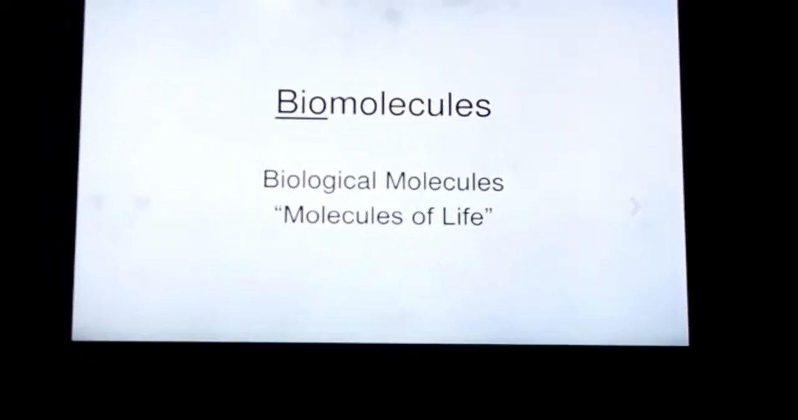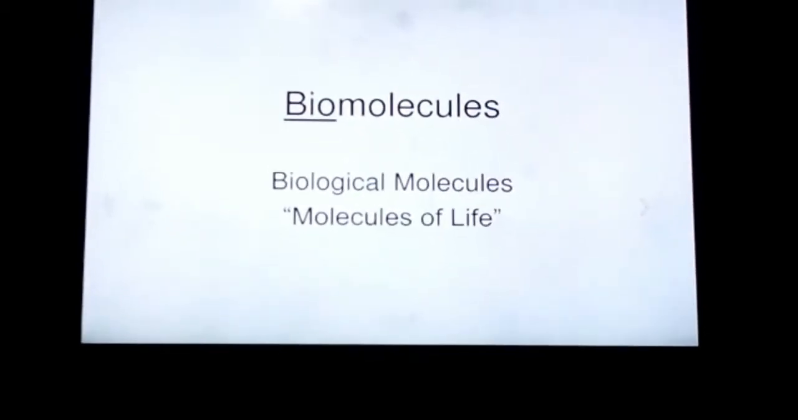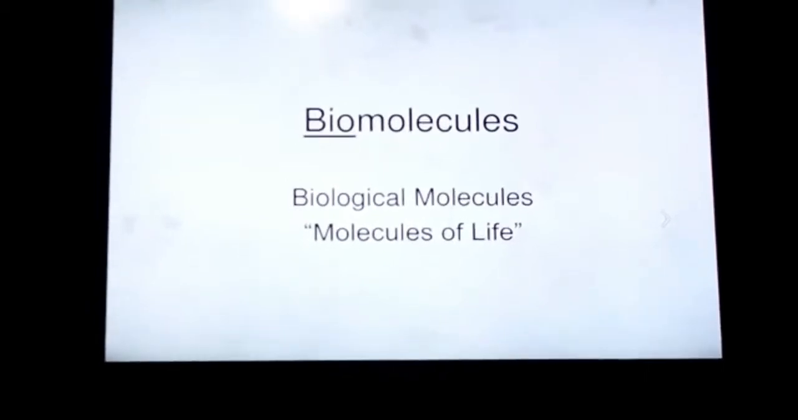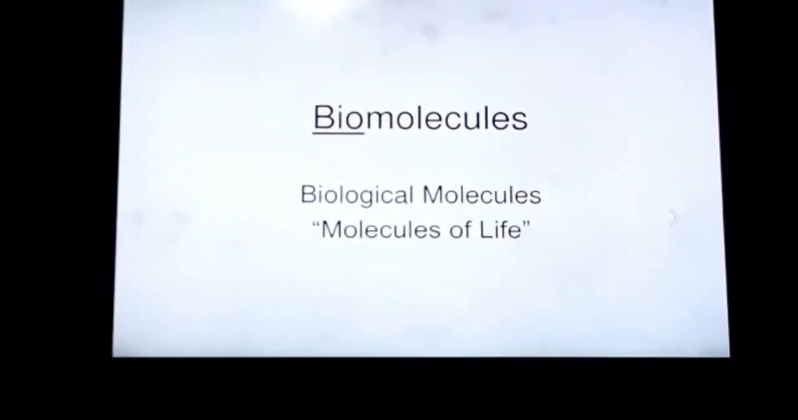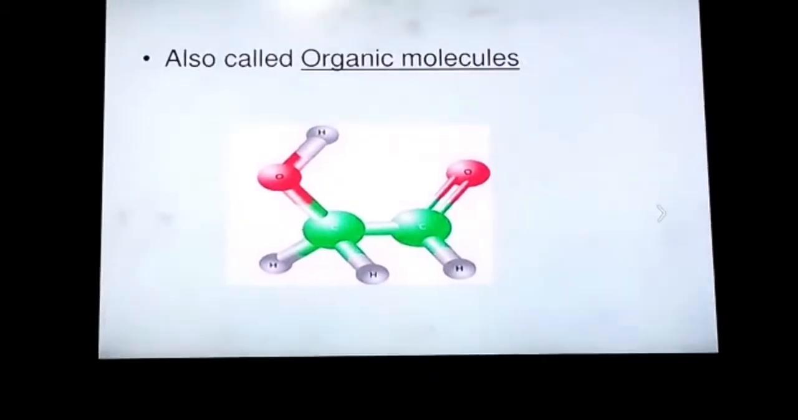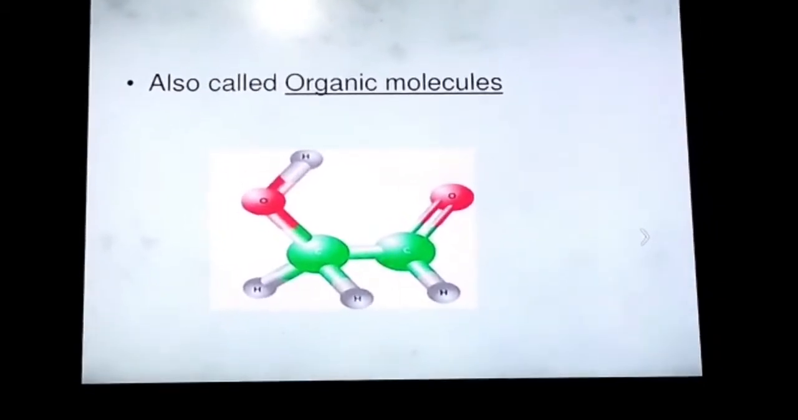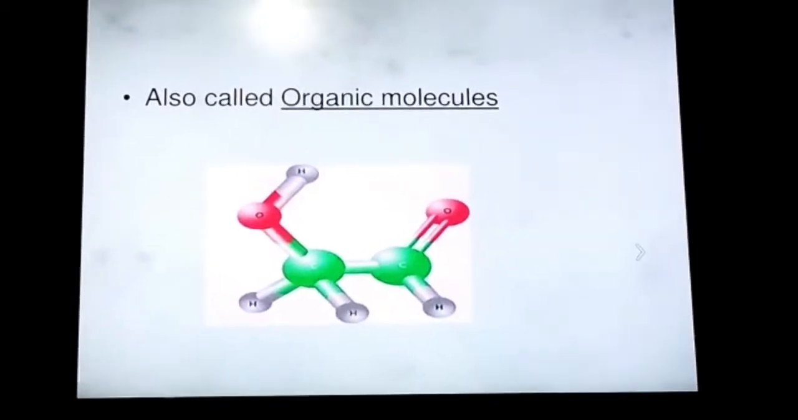Now today our topic is biomolecules. Biomolecules is actually derived from the two words, bio and molecules. It means the molecules of life. Some molecules are organic and some are inorganic, but in biomolecules we deal with the organic molecules. There is a diagram in which you can see the organic molecule in which the carbon to carbon bond is present.